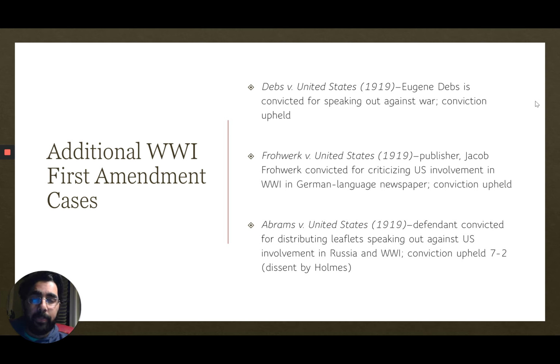Interestingly enough, in the Abrams v. United States case, the defendant is convicted for distributing leaflets speaking out against U.S. involvement in Russia to put down the revolution and in World War I. And the conviction is upheld 7-2, except this time Holmes, the same guy who authored the decision in these 2 previous cases plus Schenck, is dissenting, because here he says, well, it's not a clear and present danger. It's just against U.S. policy that this individual does not agree with. Abrams, right, still convicted 7-2.